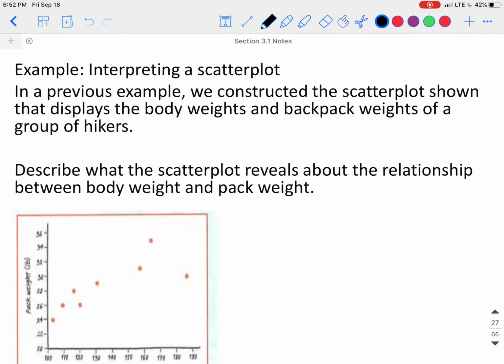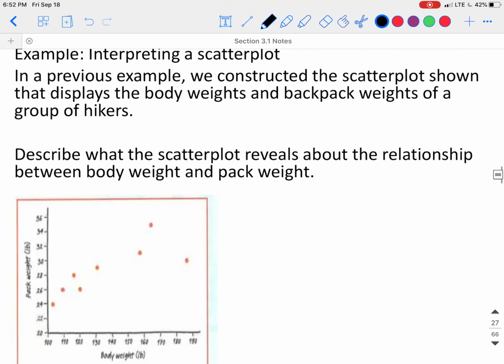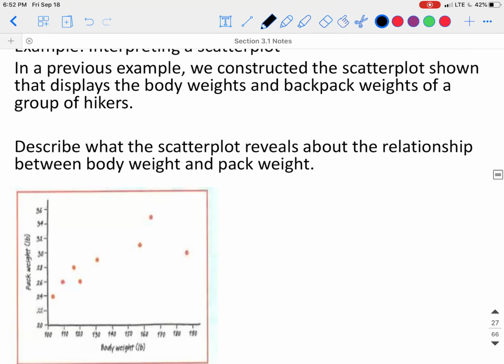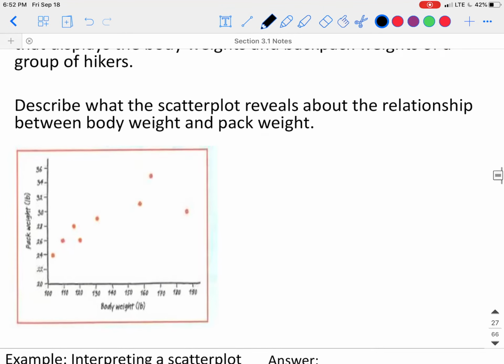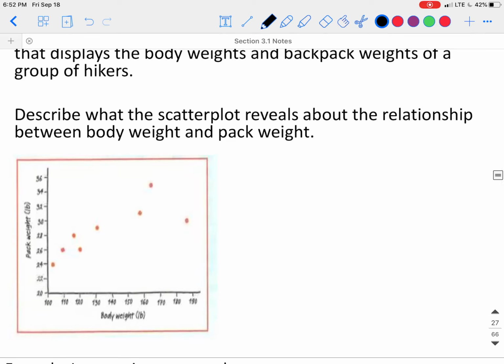So in the previous example, we constructed the scatter plot that was shown below. This was the body weight with the pack weight for the hikers. We need to describe what the scatter plot reveals about the relationship between body weight and pack weight. So it appears that the lighter students are carrying lighter backpacks in general. We say that this has a positive association between the two variables because as the explanatory variables get higher, the response variables also get higher.